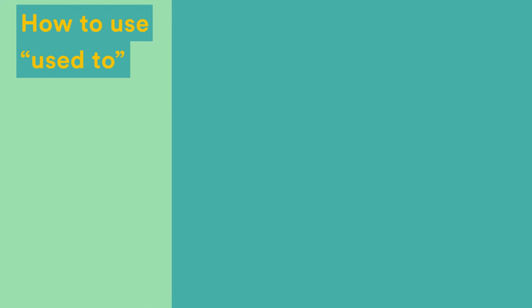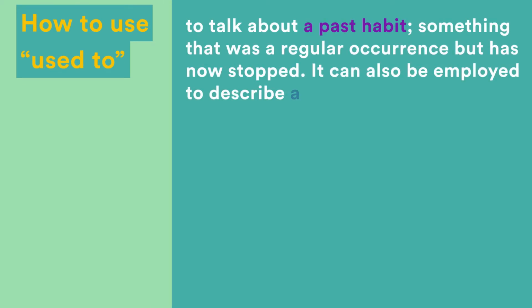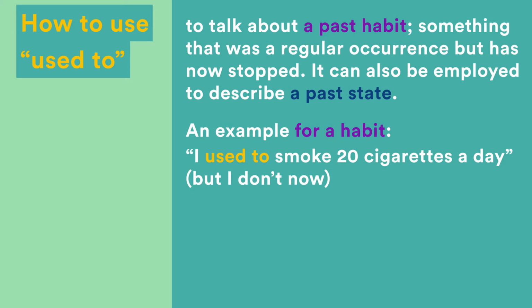How to use used to in English. We use used to talk about a past habit, something that was a regular occurrence but has now stopped. It can also be employed to describe a past state. An example for a habit: I used to smoke 20 cigarettes a day, but I don't now.